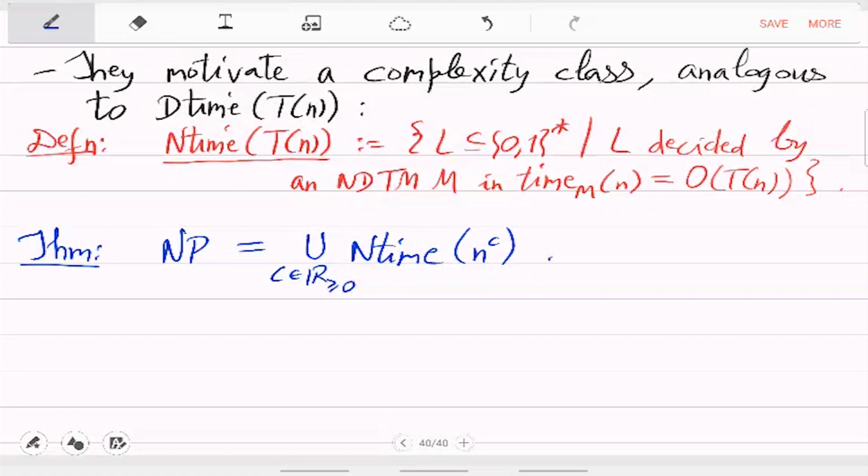Okay, so what this is saying again is, any problem which is efficiently verifiable has a fast NDTM, and any problem that is being solved by a fast NDTM, it is easy to verify. Okay, so that's what we'll do in the proof.